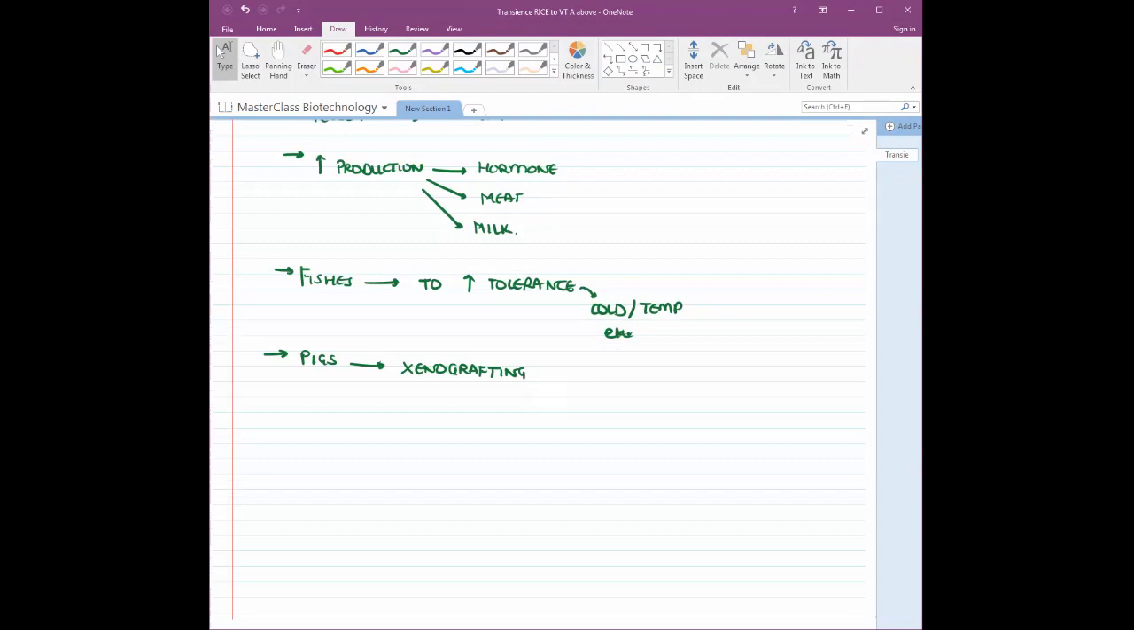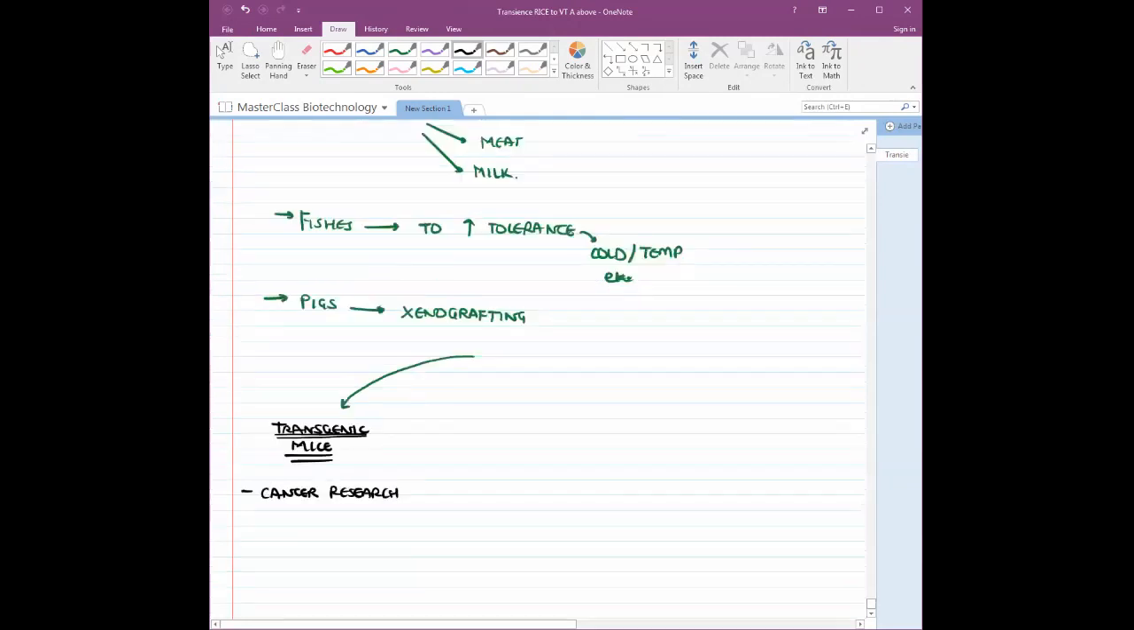Okay, so guys, let's see how we are going to use these organisms. The first thing we'll talk about is transgenic mice. Guys, 99% of the times we are going to use these transgenic mice only. The reason is very simple. They have a very short life cycle. Within 21 days, you can generate whatever you want, guys. We use them mostly for cancer research.